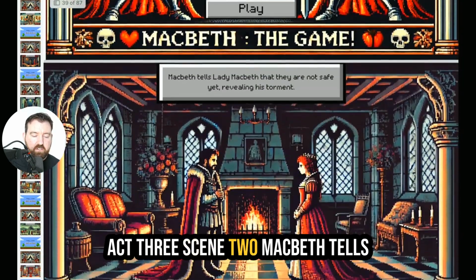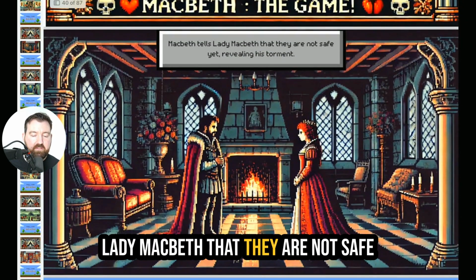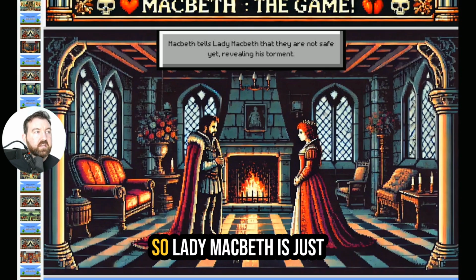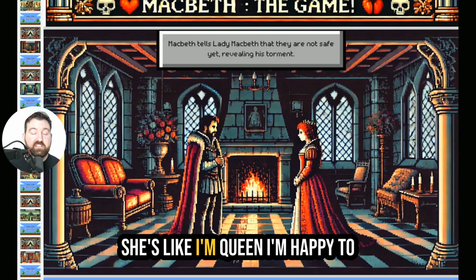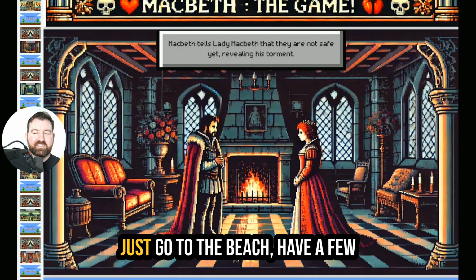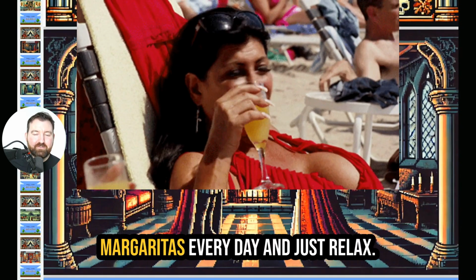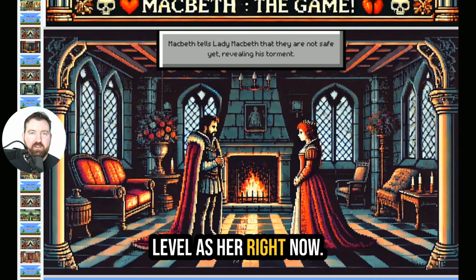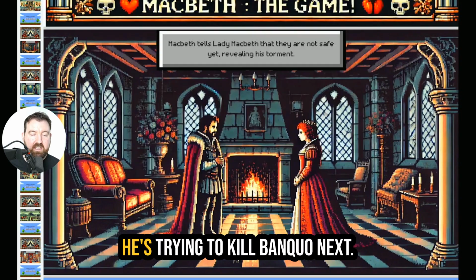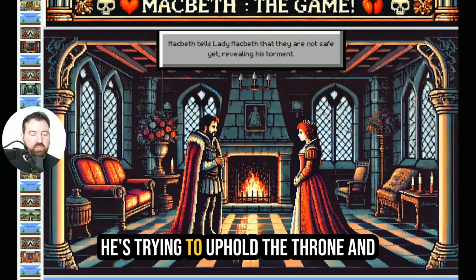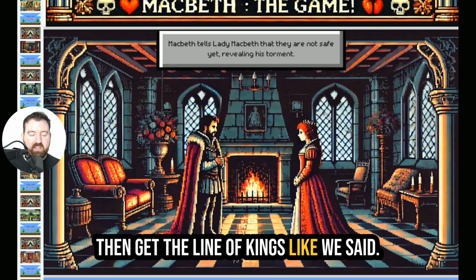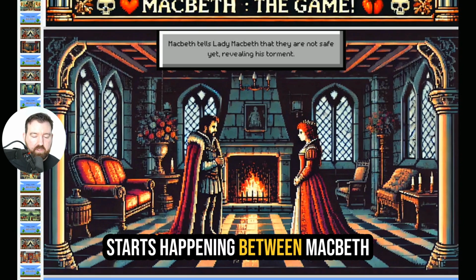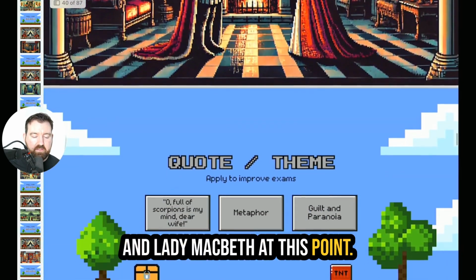Act 3, Scene 2. Macbeth tells Lady Macbeth that they are not safe yet, revealing his torment to her. So Lady Macbeth is just trying to chill now. She's like, I'm queen, I'm happy to just go to the beach, have a few margaritas every day and just relax. Macbeth is not on that same level as her right now. He's scared, he's trying to kill Banquo next, he's trying to uphold the throne and then get the line of kings like we said. And so there's a real division that starts happening between Macbeth and Lady Macbeth at this point.